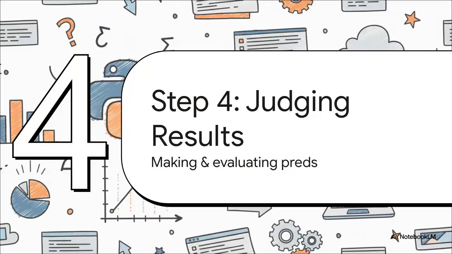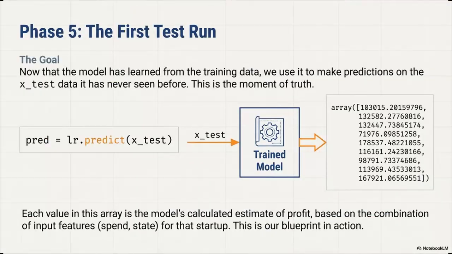So, our model is trained, but the big question is, is it any good? It's time for step 4, judging the results. We're going to take that data we held back, the test data, and see how well our model actually performs in the real world. This one line of code right here is the payoff for all our work. We use the .predict command on our trained model, and we feed it the test data it's never seen before. The model takes the patterns it learned and calculates a predicted profit for every single one of those startups. Those predictions are now all stored in our pred variable.